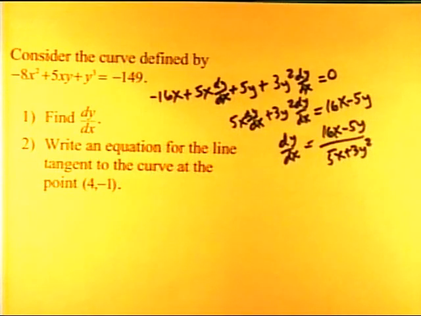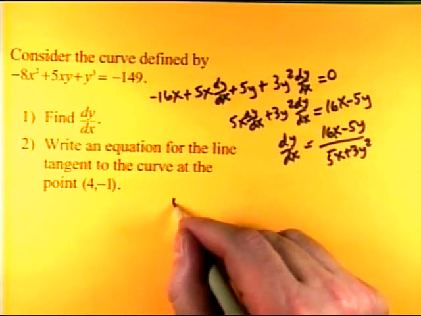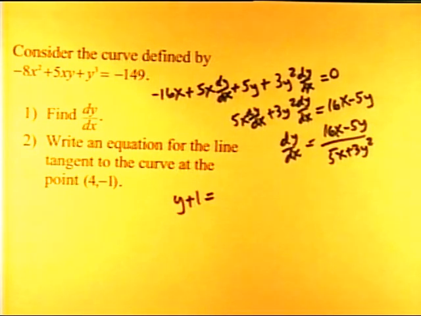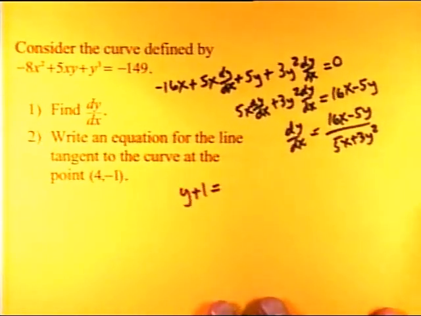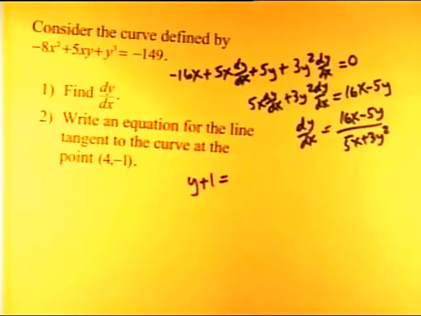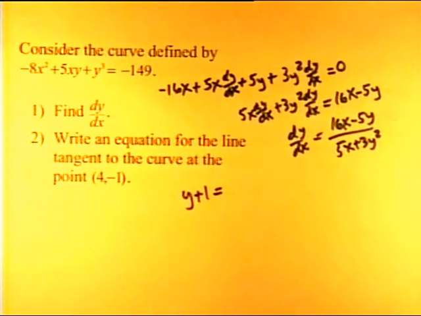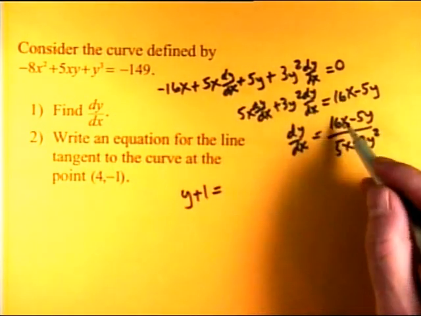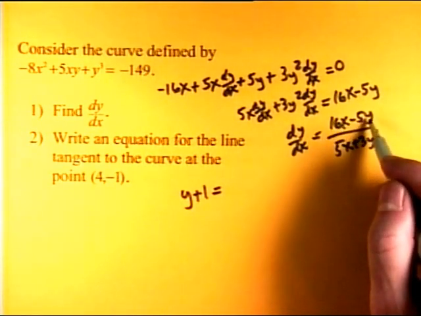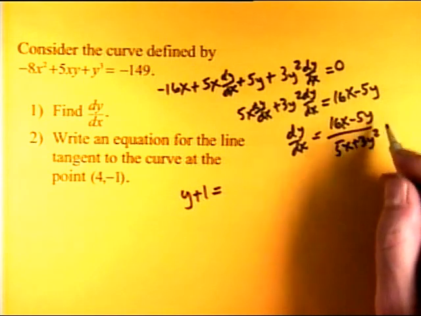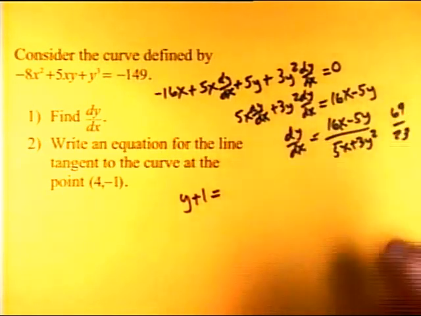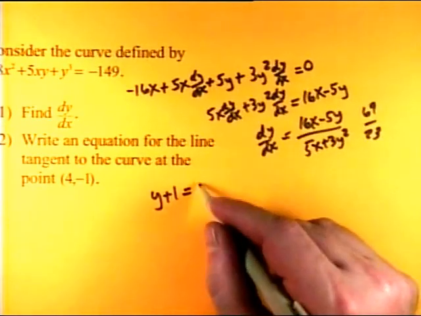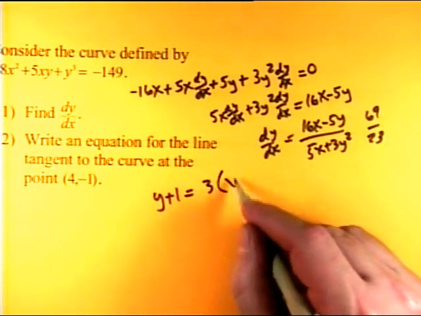Question number 2. Write an equation for the line tangent to the curve at the point 4, negative 1. y plus 1 equals that whole equation up there. Okay, hold on. We have to work that out. Put the 4 and the negative 1 in. 16 times 4 is 64, minus a negative 5 is 69, all over 20 plus 3, you get 69 over 23. So that equals 3. So the slope is 3, right? You plug these into dy dx. And then you get y plus 1 equals 3 times x minus 4.